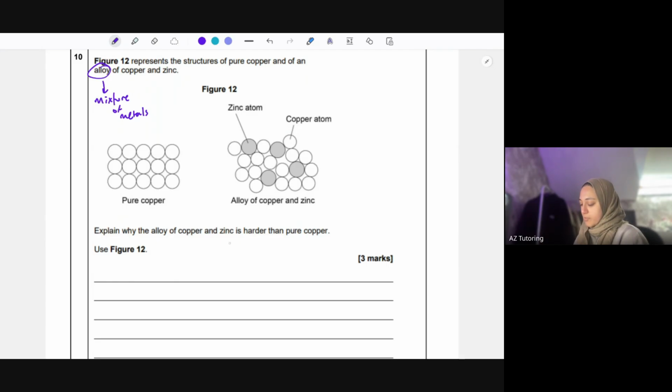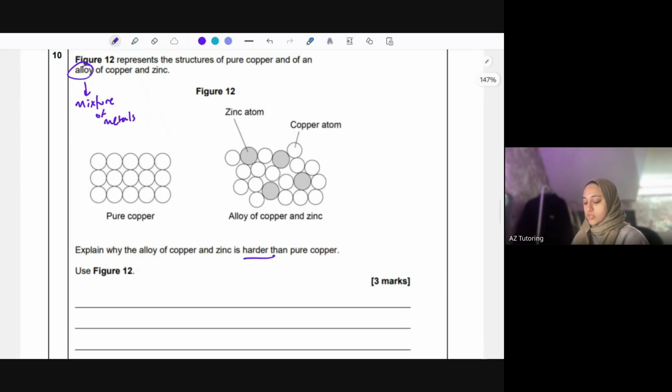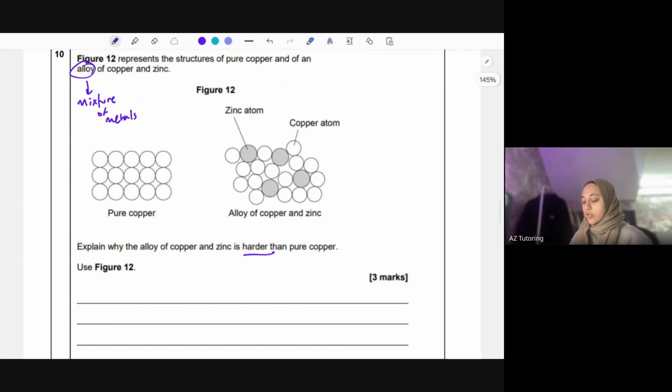Explain why the alloy of copper and zinc is harder than pure copper. That's a classic question that they always ask with alloys. All we're doing is describing both these diagrams. With the pure copper, all the atoms are the same size, so they all slide over each other. When they slide over each other, that's what makes it malleable. It's quite a soft metal.